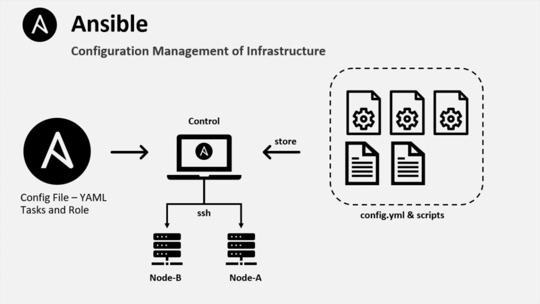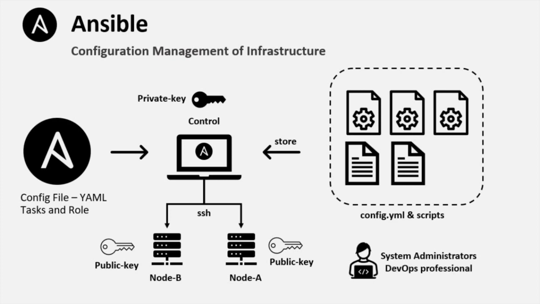A best practice here is using a public and private key. You create a private key on your control computer and you send your public key to the servers which you want to control. This is the best way to use it. You can also use password authentication, but that is not a good way. If you want to work efficiently, faster, and securely, you can use a public and private key. Ansible is really a perfect tool for a system administrator, and also if you are working as a DevOps professional.